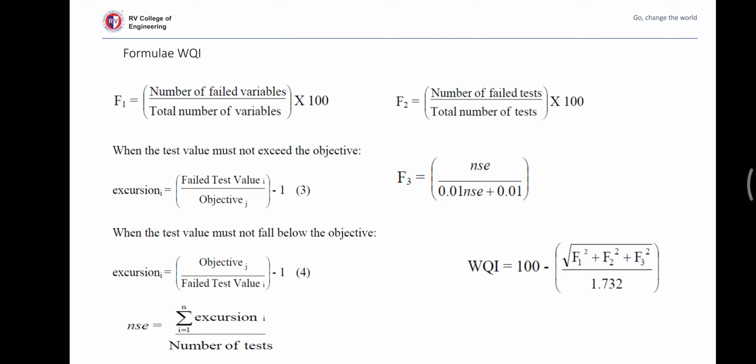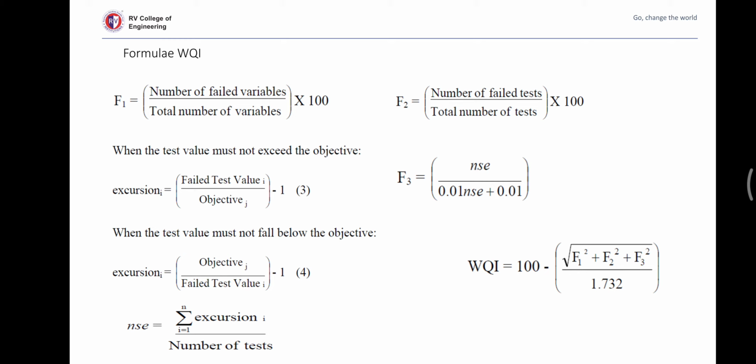So out of which how many are failing gives the F1, and F2 is the number of failed tests to the total number of tests. We cannot conduct the test only once in 1 hour, so we can conduct the test at 10-minute intervals. If the tests are done for a 1 hour total period, we can conduct 6 such tests. So the total number of tests will be 6, out of which we can calculate how many of the parameters are failing, which gives F2. Once we get F1 and F2, we'll proceed to F3.